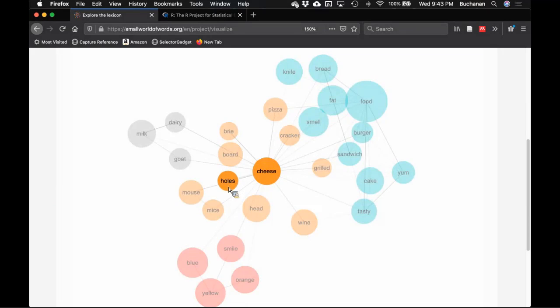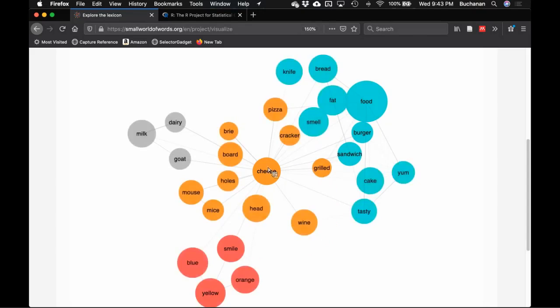Holes? Something like Swiss cheese. Where's Swiss? Swiss should be on here. I don't see it. So we've got milk over here. We've got color and then smile. Oh, cheese, like pictures. Smile. Kind of mouse, mice over here. Some more other types of food over here.